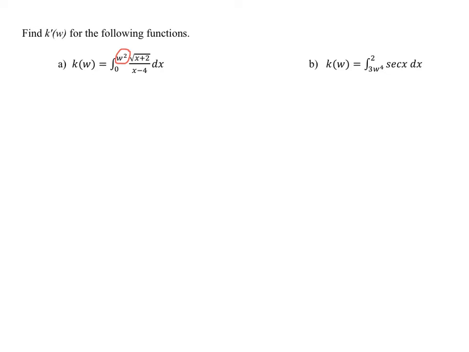So it's almost as if instead of having the integral from 0 to some unknown, we now have another function inside this integral as the upper limit of integration. In other words, we have a function inside of another function. And that means that we are going to treat this integral as a composite function. So again, because the upper limit of integration is not just a plain w, because it's w squared, it's another function, we're going to treat this integral as a composite function.